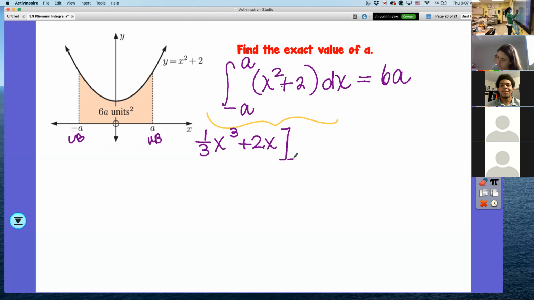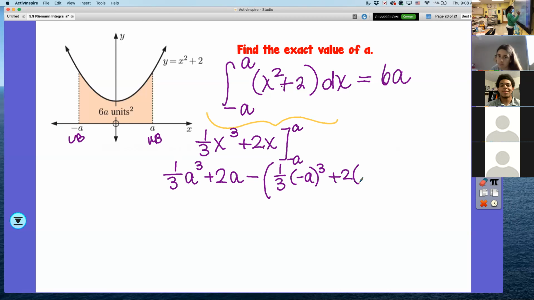And I want to evaluate it from negative a to positive a using the fundamental theorem of calculus. Which bound do I plug in first? A. So this is going to be 1/3 a to the third plus 2a. Then I subtract it from when I plug in the bottom bound. That's going to be 1/3 negative a cubed plus 2 times negative a.